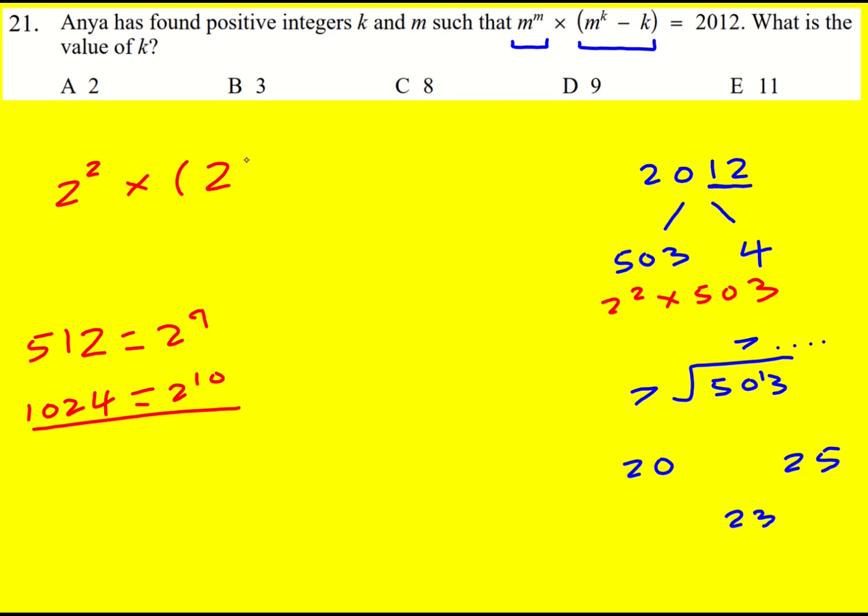So if we take 512 and we minus 9 from it, that will actually give 503, and this is then satisfied. What's the value of k? It's going to be 9.